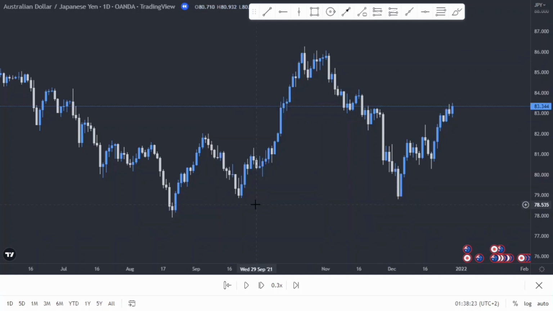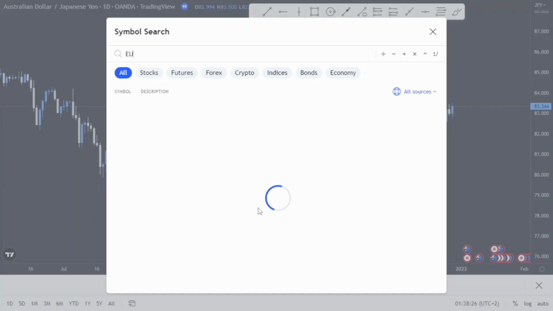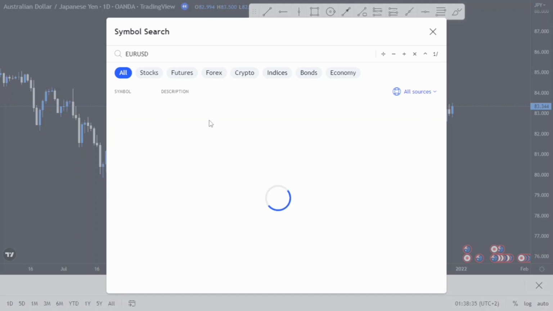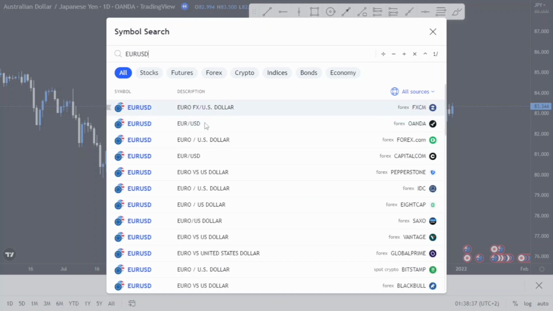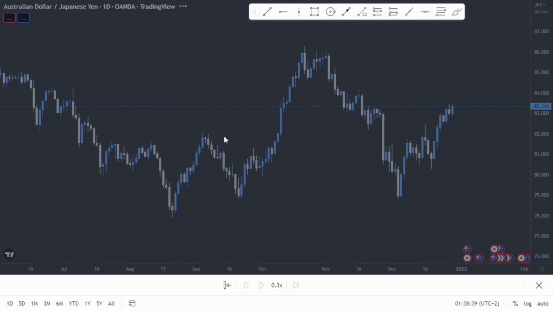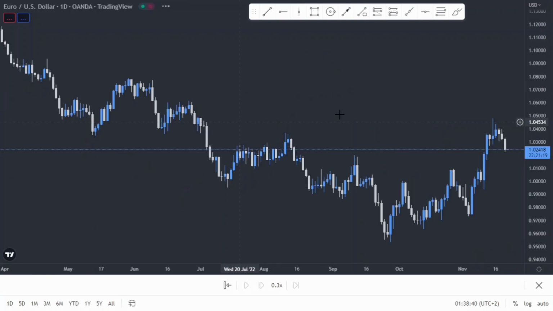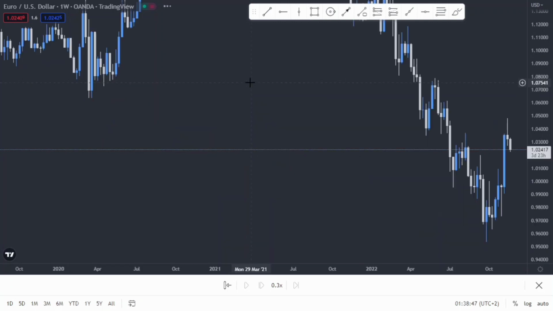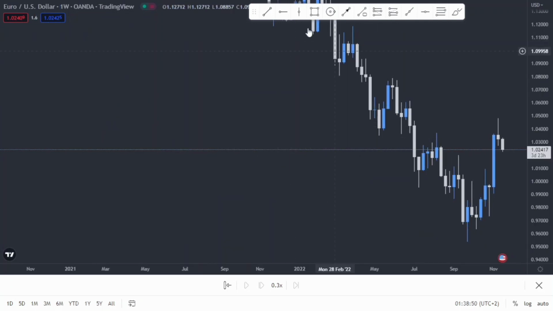I actually want us to look at a different pair. Let's look at Euro USD, just to show you guys that this is not limited to just one pair. You can actually do it with a lot of different pairs. Again, we're going to go to the weekly chart. I like starting with big time frames because that is where you see your direction.